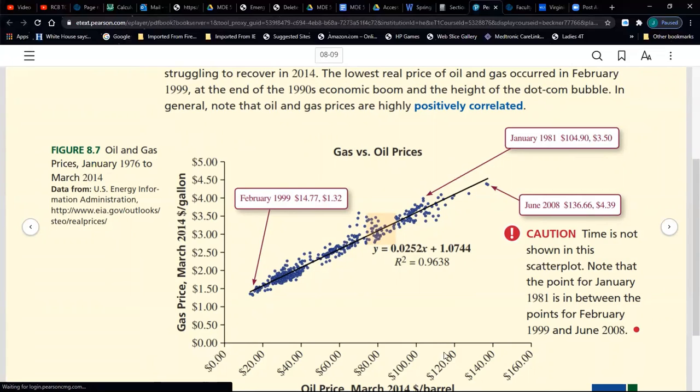We're just charting the price per barrel of oil versus the price per gallon of gas and seeing if there's correlation, and then maybe trying to see if there's causation. So time is not shown in this scatter plot. Caution.